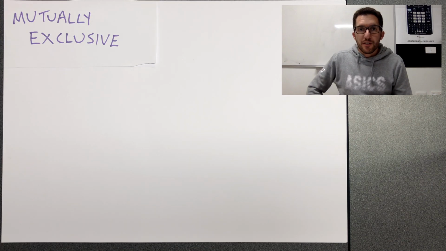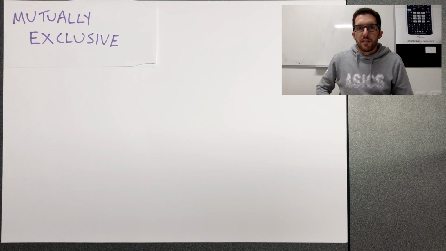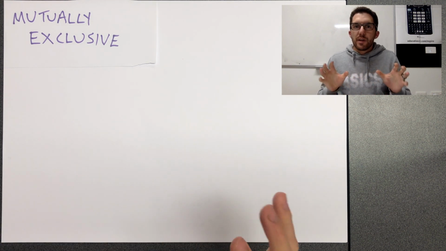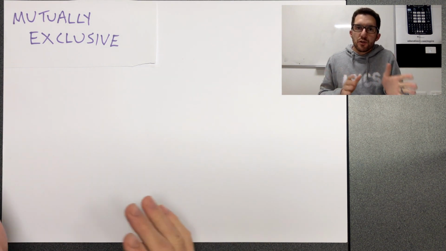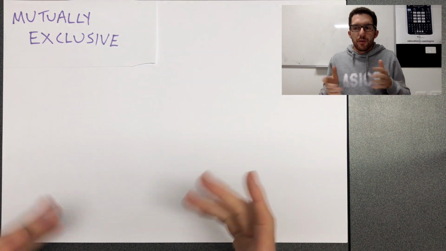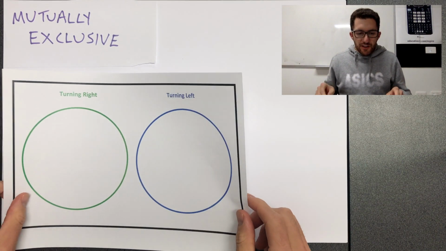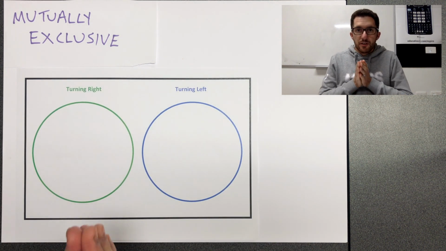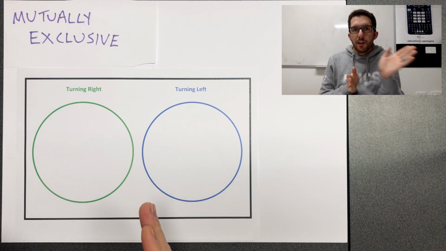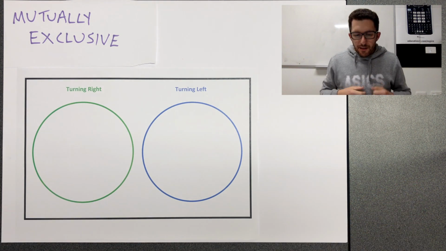The last type of event I want to talk to you about are called mutually exclusive events. These are events where we have 2 possible outcomes, but we can only choose one or the other, not both. So to give you an example, I'm going to use a Venn diagram to help me explain it. You come to an intersection in your car and you can turn left or you can turn right, but you can't do both. And so that's represented here in this Venn diagram.